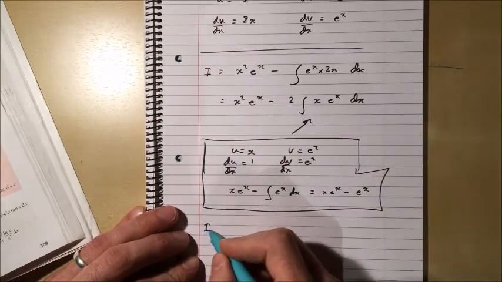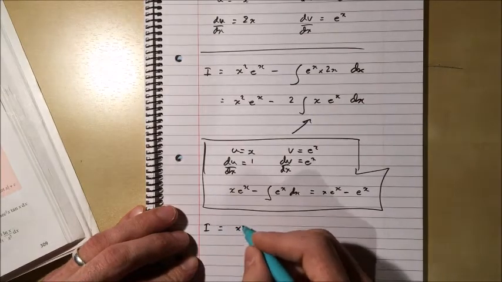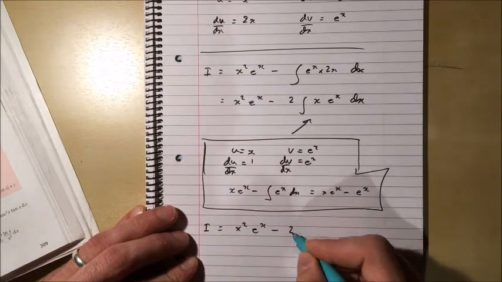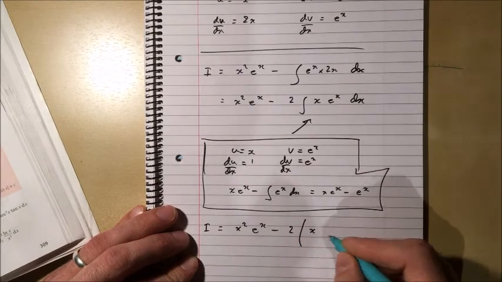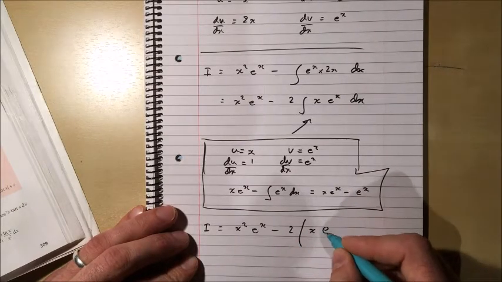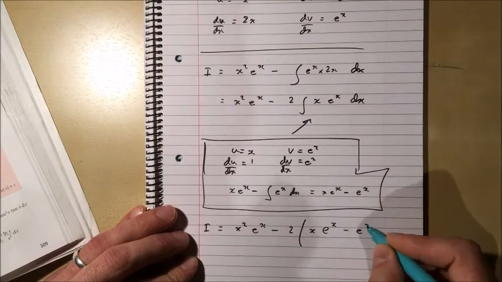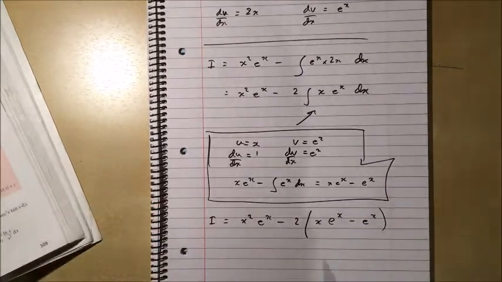Okay, so all of that, we can change this bit here. So our integral I becomes x squared e to the x minus 2 lots of x e to the x minus e to the x. And there's my integral done. Okay, I'm going to have to mess around and tidy it up a little bit, but that's the idea.